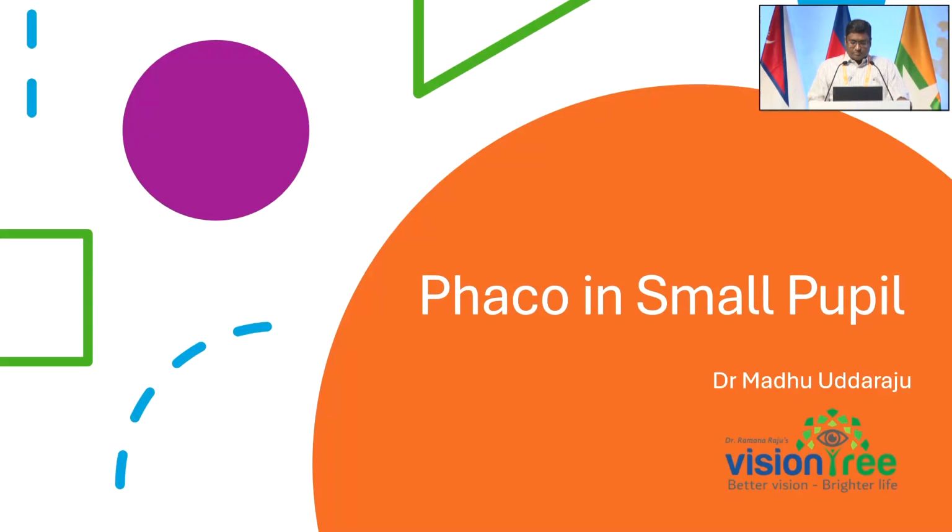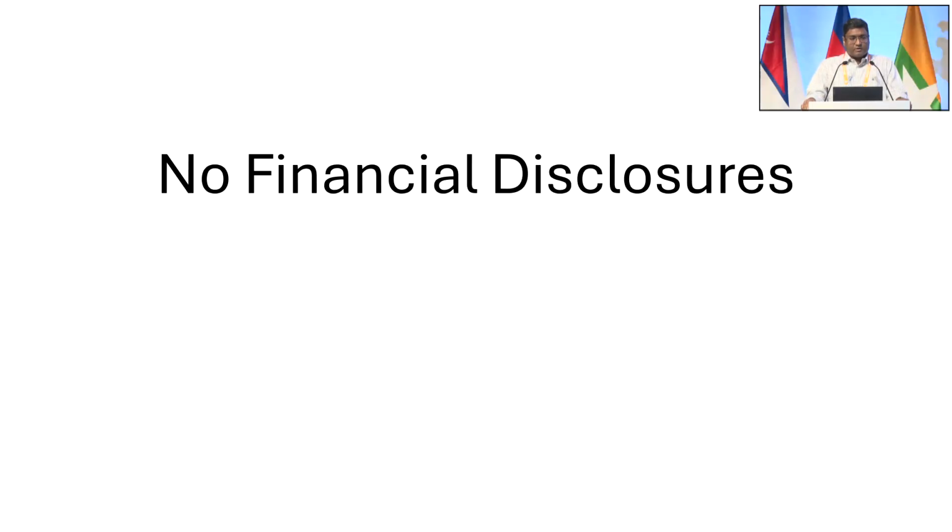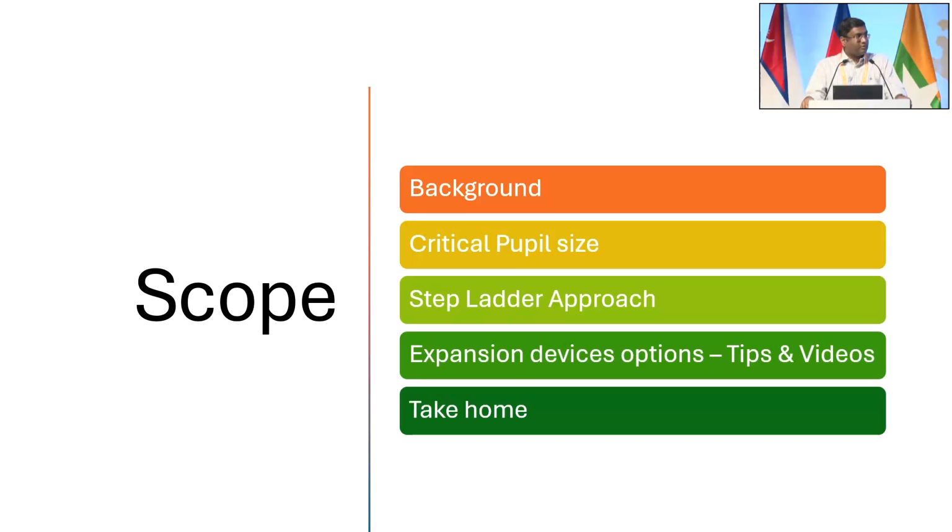So in the next few minutes, I'll be covering the topic of phaco in small pupils. There are no financial disclosures. The scope of this talk would be under the following headings: a brief background, what is the critical pupil size that we consider as a small pupil, a stepladder approach, expansion device options, tips and videos I'll be showing you, and a take-home message.